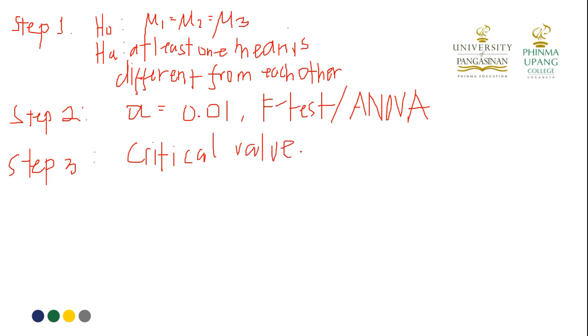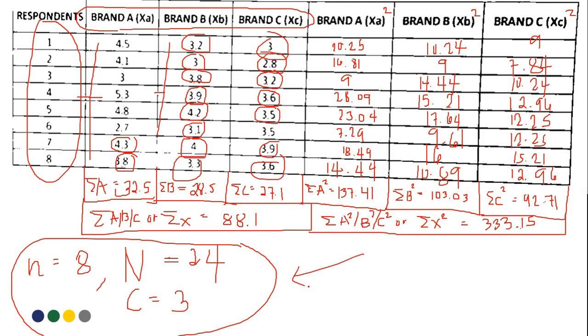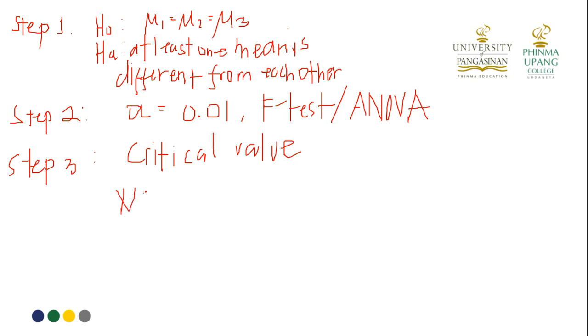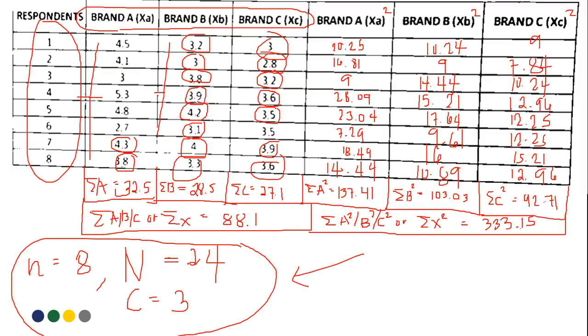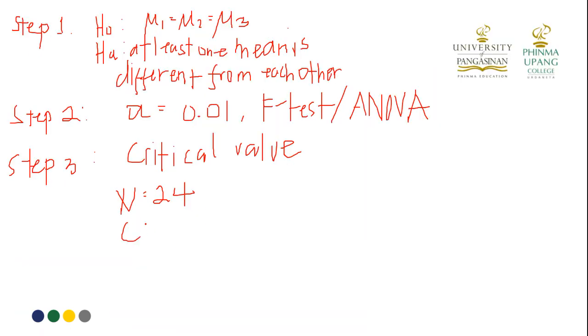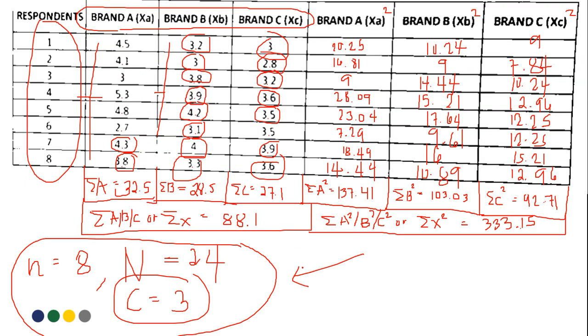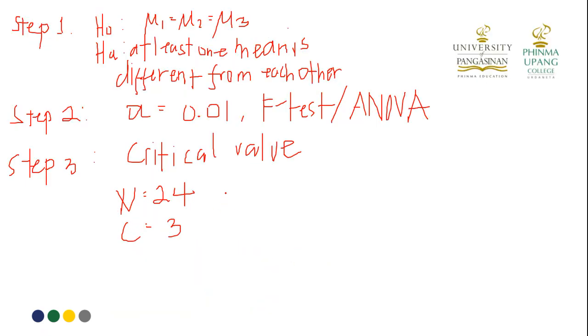Next, step number 3. Si step number 3 natin, identify na natin yung critical value. So, how are we going to find the value of the critical? Simple lang. Kunin mo yung binigay ko dito. Your N is equivalent to 24. Your C is equivalent to 3. So, yun lang yung tatandaan mo dyan. Okay? Yung N is equal to 24 and then yung C is equal to 3. Yung 24 na yan, dapat i-minus mo si C. Yung C na yan, dapat minus mo si 1.